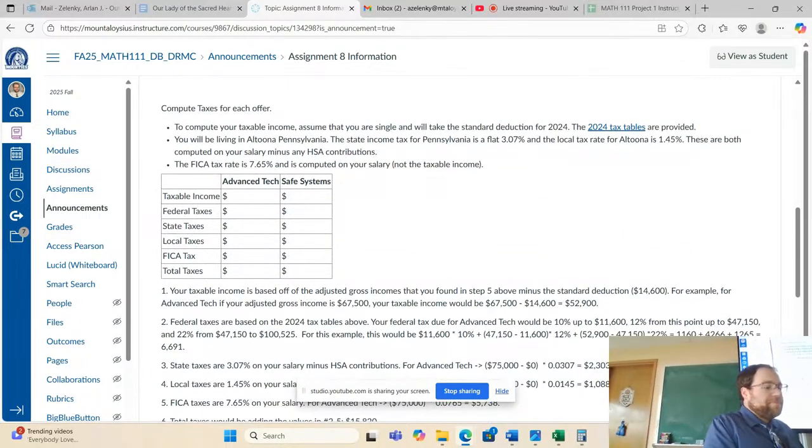So from then for Safe Systems, would you subtract both your 401k contribution and the employer's contribution? Or just yours? It would be just yours. So would you add the employer contribution or would you just leave it there? You would just leave it there. What about the contribution to the HSA? Would you subtract that? Yep. So basically you can deduct everything except the employer contribution.